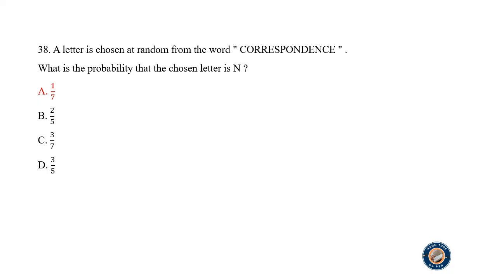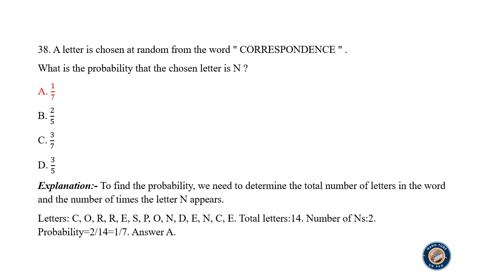The answer is 1 over 7. To find the probability, we need to determine the total number of letters in the word and the number of times the letter N appears. Letters C, O, R, R, E, S, P, O, N, D, E, N, C, E. Total letters 14. Number of N's 2. So probability is equal to 2 over 14, which is equal to 1 over 7. Hence the answer is A.